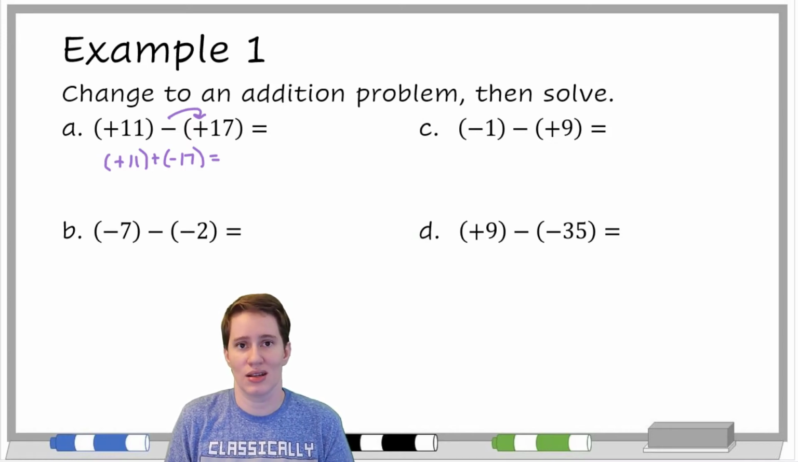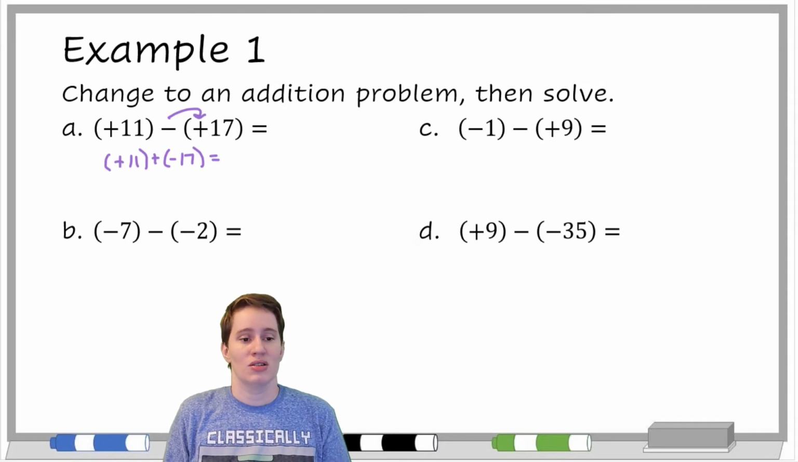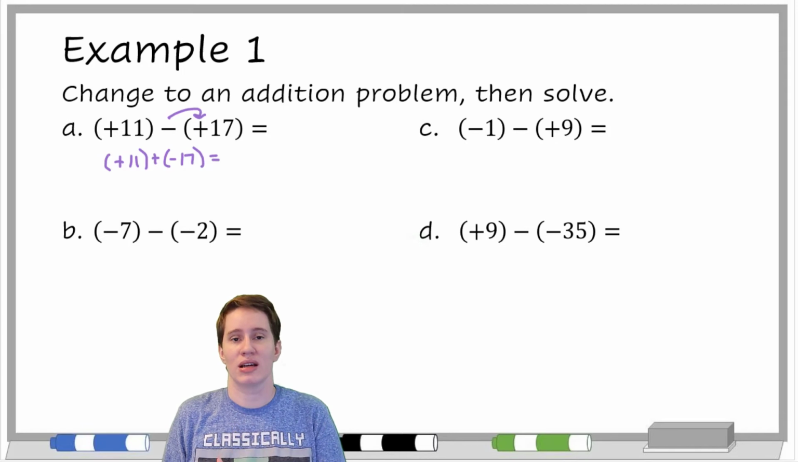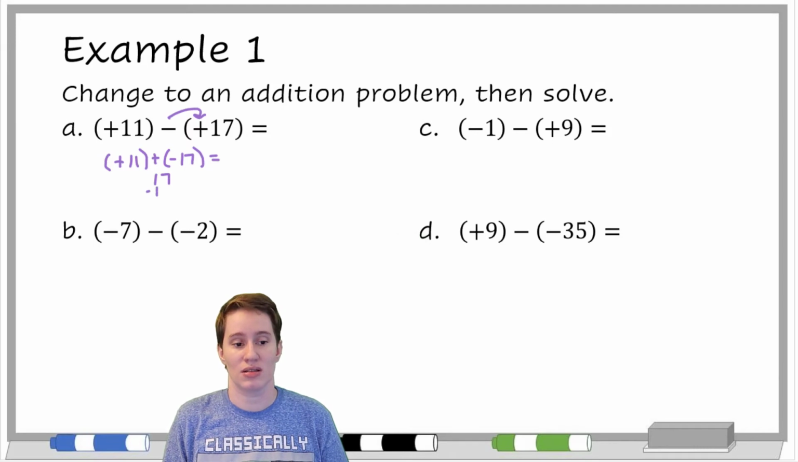Because that's how we learn math, by forming a hypothesis, testing it, and seeing if what we're doing is right. So what I've chosen to do, though, is change this to addition. Now I'm doing 11 plus a negative 17. They're different signs, so I subtract them. What is 17 minus 11? I get 6, but because 17 was the bigger number, this should be negative 6.